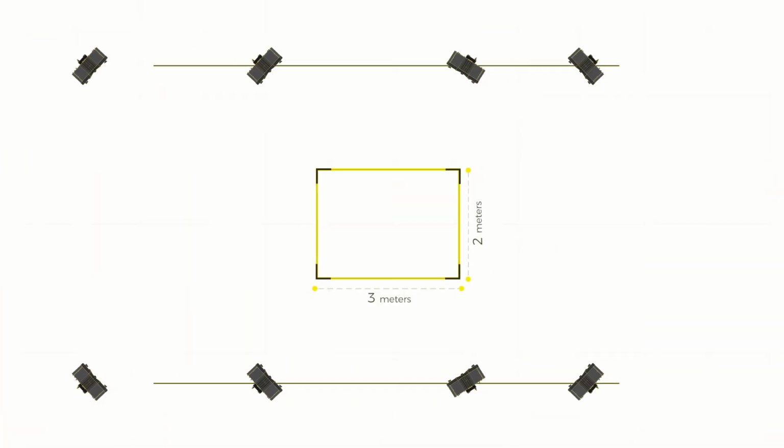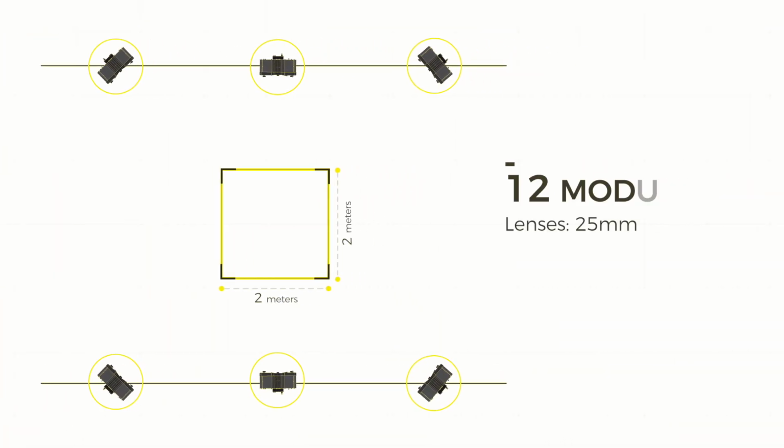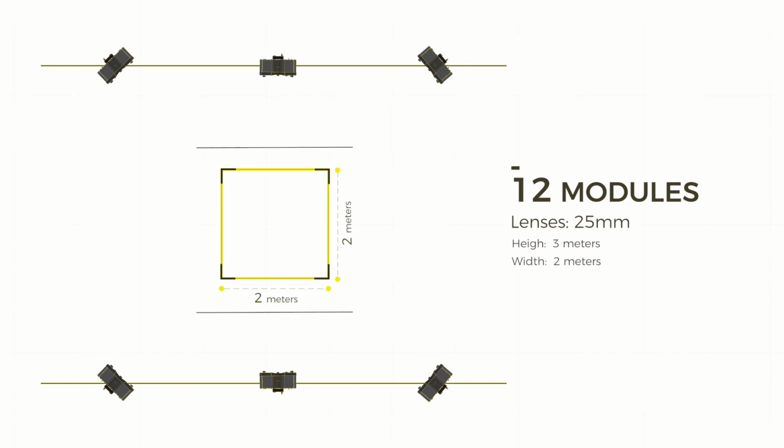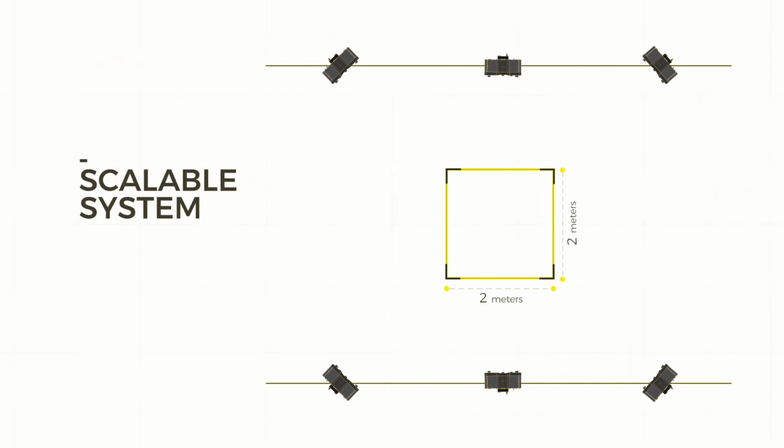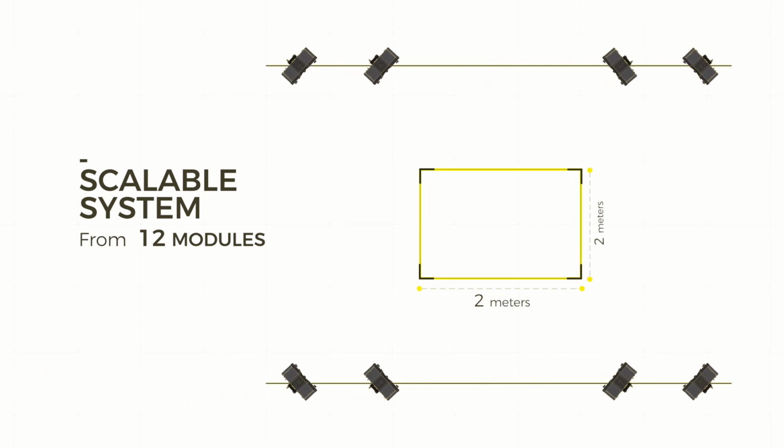We also have a 12 module configuration which keeps the same height, but makes the length go from 3 meters to 2 meters. One of the characteristics of MOVE4D is that you can scale it. You can start acquiring a 12 module configuration of 2x2 and a year later extend it to 2x3 by acquiring 4 additional modules and building a 16 module configuration.